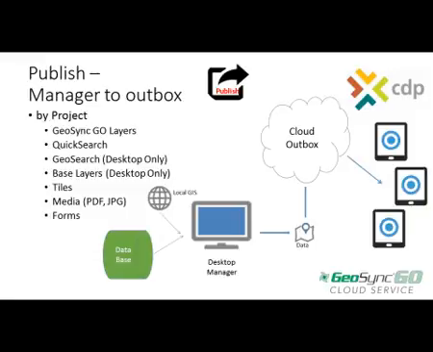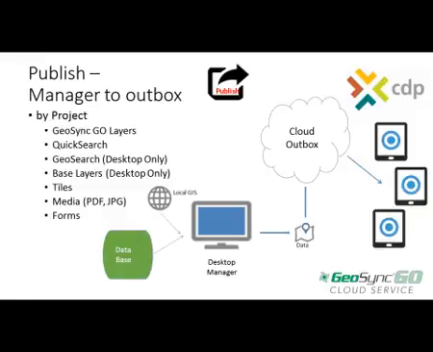So if you're aware, your GeoSync Go account can have an unlimited number of projects. Projects allow you to organize data or separate different groups of workflows together so that you can target that information to a specific task. So when we publish, we're publishing by project, and the types of things that we need to publish that are critical for our workflow include map layers, GeoSync GO layers.